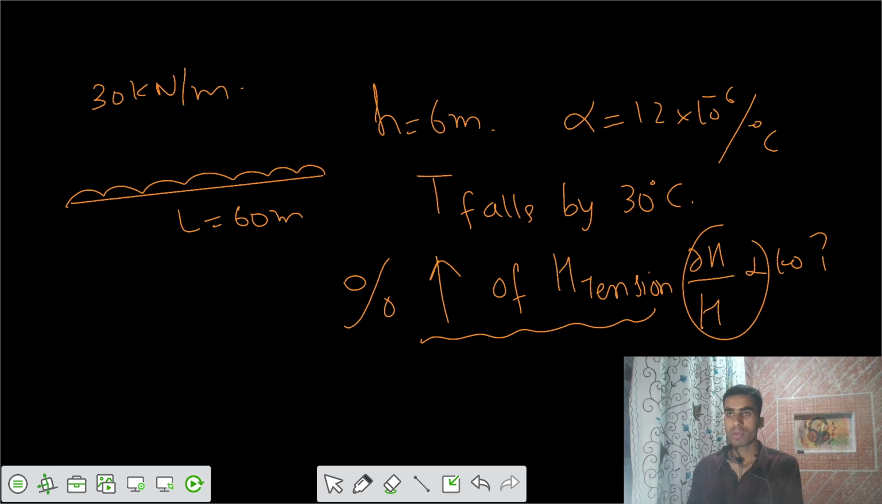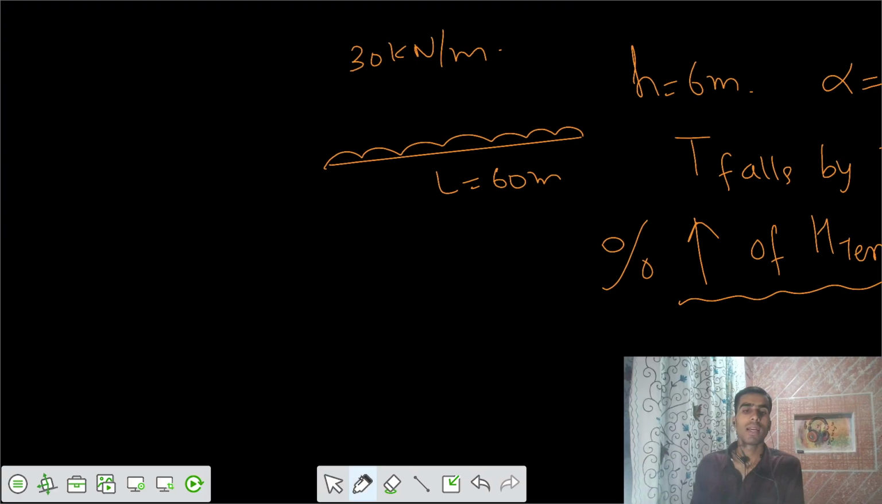So we say because of the temperature fall, the length of the cable would get shortened, and because the cable got shortened, the sag got shortened, and because the sag got shortened, the horizontal reaction would increase. So that's the profile of the solution. Let's go step by step.